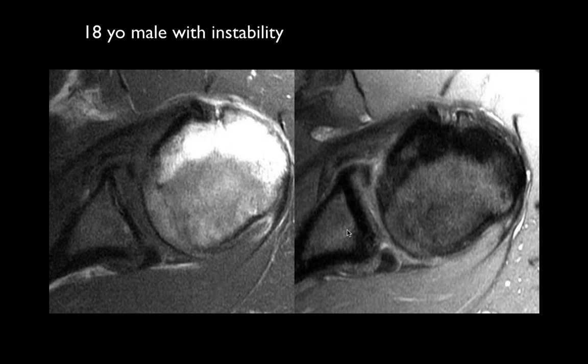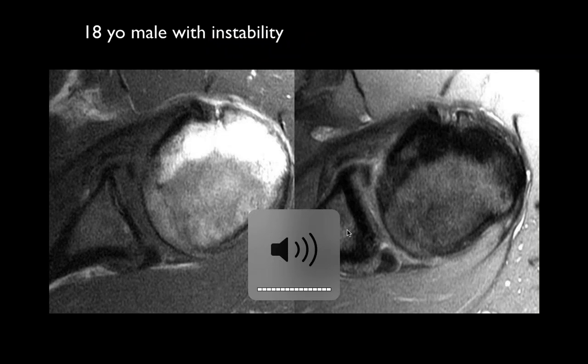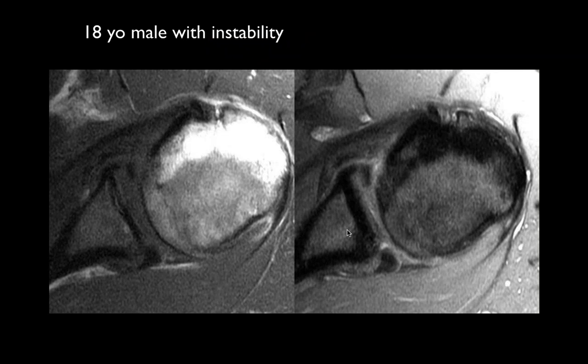Okay. All right. Max, what do you think of this case? Okay, so 18-year-old male with instability. I think the left. I can't hear you, Max. Can you talk a little louder? Let me see. Can you hear me now? That's better. Okay, so we have two axial series. I believe the left one is a T1 and the right one is a PD fat set.